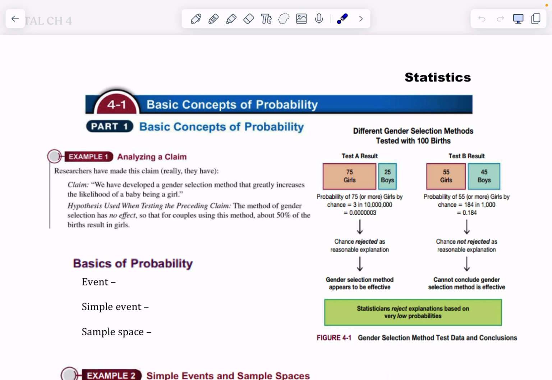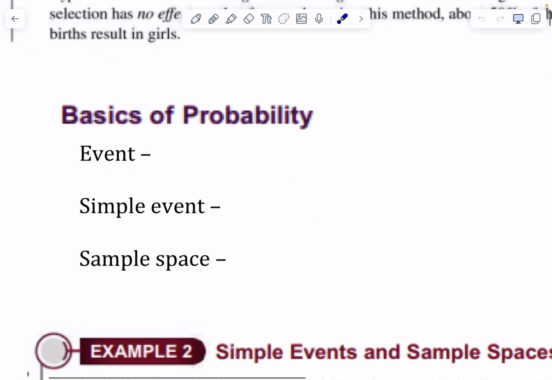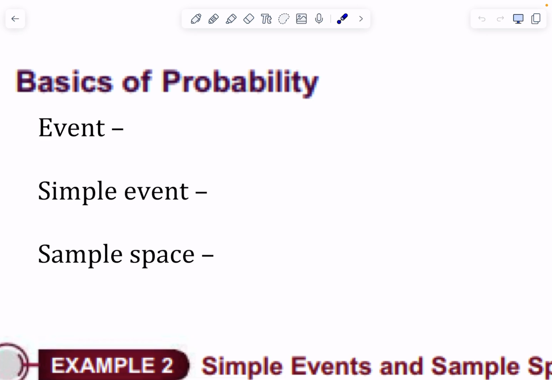Part 1, they do give us a little bit of vocab like they do every chapter. We have to define some vocab stuff. So let's bump down here and then we'll go back to example 1. Let's talk about event, simple event, and sample space. What's an event in probability? An event is like one trial of something, right? One trial, like one roll of a dice, one game, maybe, and you're talking about the probability of the outcome of the game, right? So one trial or one thing happening.